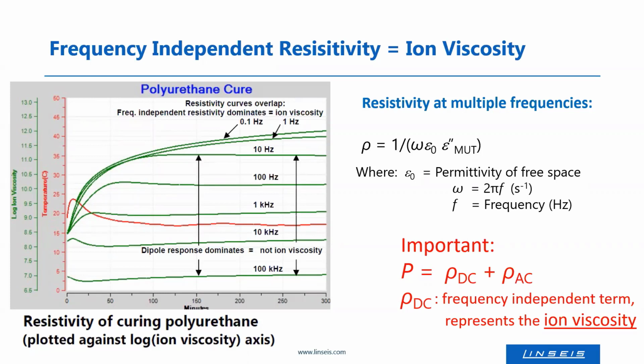Usually, to monitor curing of polymers, you are working in a range between 0.1 and maximum 100 Hertz. You do not need instruments with very high frequencies. That's a waste of money, I would say. It makes no sense.